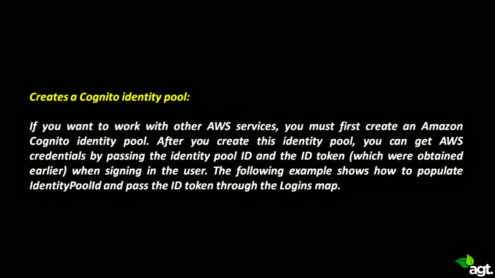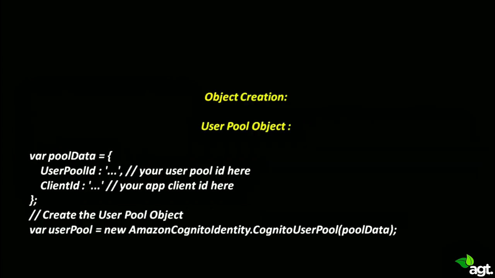If you want to work with other AWS services, you must first create an Amazon Cognito identity pool. After you create this identity pool, you can get AWS credentials by passing the identity pool ID and the ID token, which were obtained earlier when signing in the user. The following examples show how to populate the identity pool ID, and how to pass the ID token through the logins map. So this is a sample code, and the second one is object creation, the user pool object.